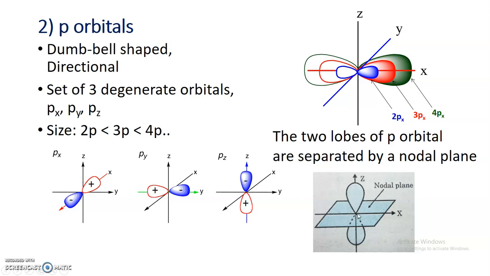So the electron cloud is oriented along this lobe, and therefore this p orbital is dumbbell shape, whereas along this plane there is a lower probability of finding an electron. This is called a nodal plane.